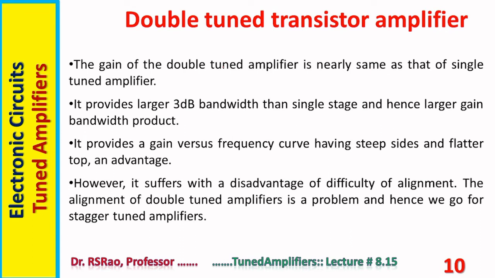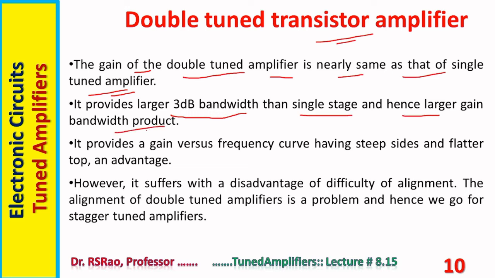Now a few points, features of a double tuned transistor amplifier. The gain of double tuned amplifier is nearly the same as that of single tuned amplifier. It provides larger 3 dB bandwidth than single stage and hence larger gain bandwidth product. It provides a gain versus frequency curve having steep sides and a flatter top, which is an advantage. However, it suffers with a disadvantage of difficulty of alignment. The alignment of double tuned amplifiers is a problem and hence we go for stagger tuned amplifiers.